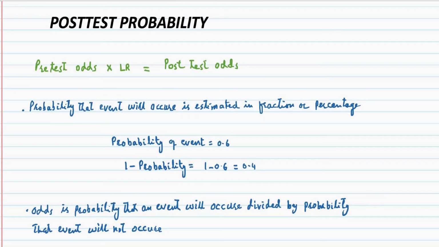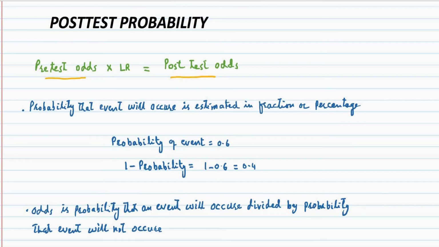Now we have discussed pretest probability and likelihood ratios. Let's see how to calculate post-test probability. We know the formula for calculation of post-test probability is pretest odds multiplied by likelihood ratios, and that gives us post-test odds. So first we have to convert pretest probability to pretest odds.